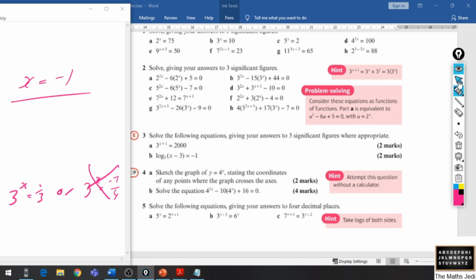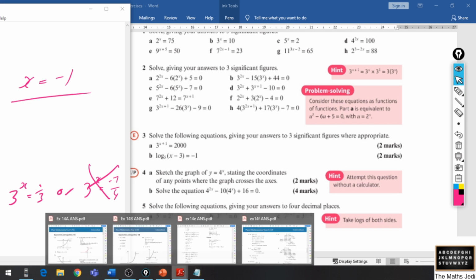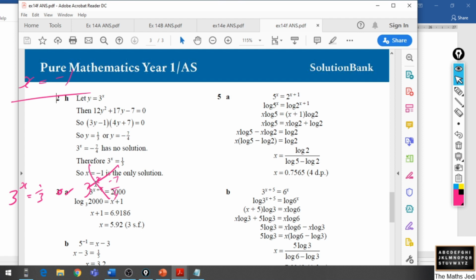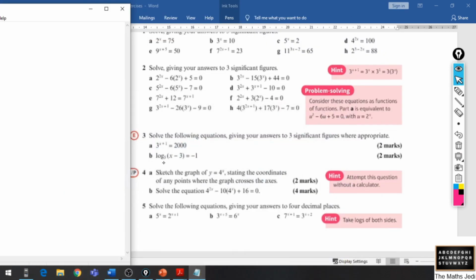Let's have a look and see if that matches up with the answers. So 2h, let's have a look at 2h. Yeah, it's here. You can just about see it behind the writing. If I trace the annotation, actually, you can see it here. x equals -1 is the only solution, since 3 to the power of x equals -7/4 has no solution. That's what we were just talking about. So all very straightforward.